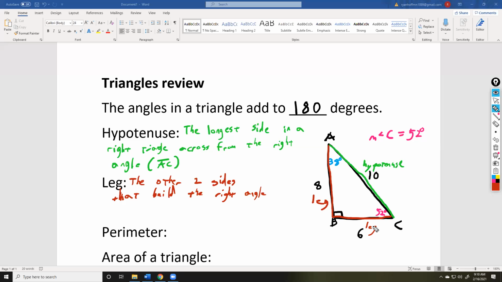And sometimes we even distinguish between them by saying that this is the longer leg and this is the shorter leg. But both of these are legs that are used to build the right angle. So that is segment A to B. In this triangle, it's segment A to B and segment A to C.